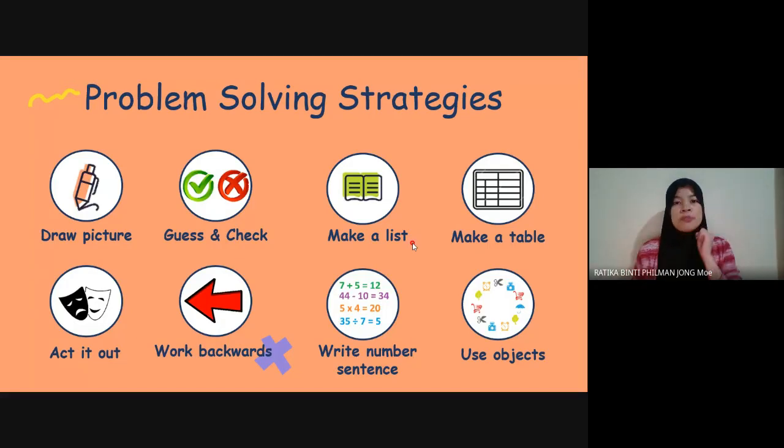Okay, so in choosing correct or suitable problem solving strategies, awak kena ambil kira juga nombor yang digunakan dalam soalan tu. Okay, adakah sesuai untuk awak gunakan drawing kalau nombor tu besar? Adakah sesuai untuk awak gunakan objek kalau nombor tu terlalu besar? So don't worry. Ini adalah strategi-strategi yang cikgu bagi untuk awak pilih saja. Lepas ni, saya rasa kebanyakan awak akan pilih writing number sentence and you are going to solve it in normal form because that is the easiest way.